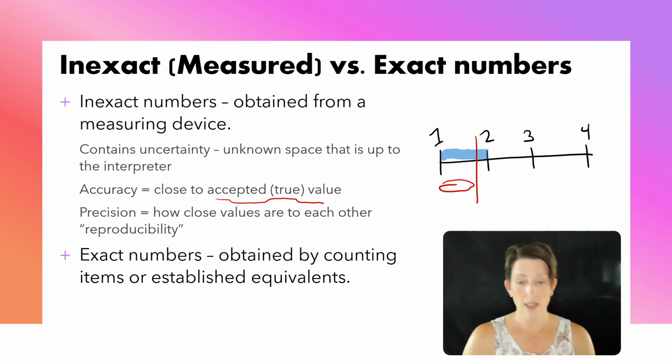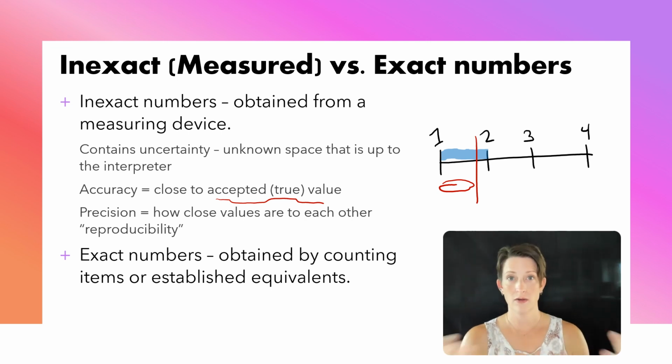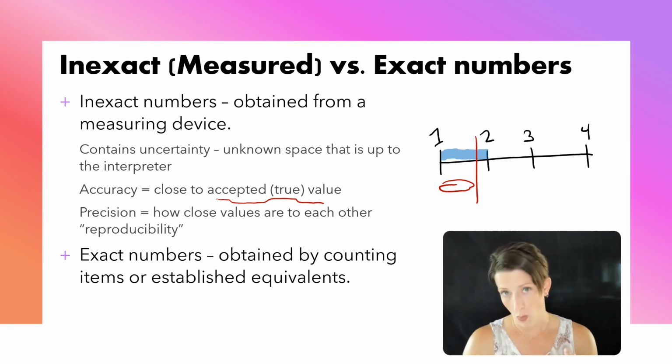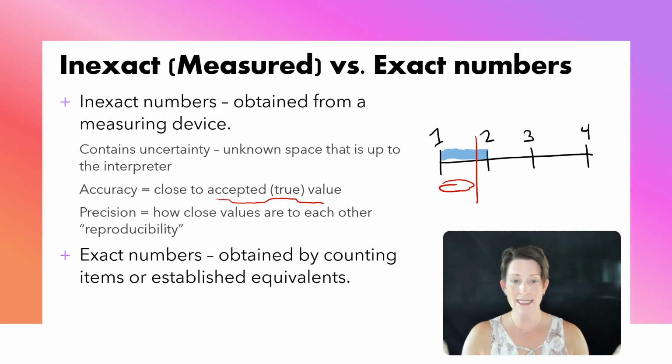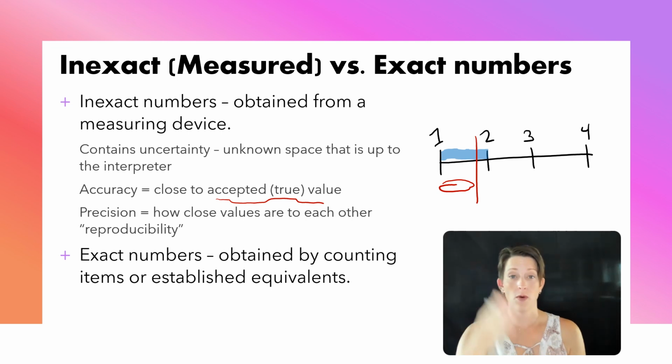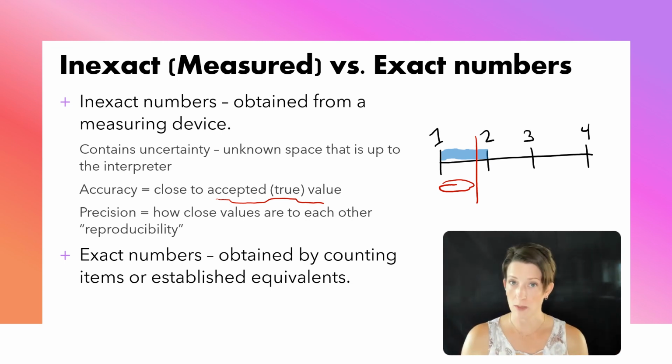Exact numbers, there's no argument. They are exact. They are obtained by counting items or establishing equivalence. So we know that there are 1,000 meters in a kilometer. That's an exact number. We know in a pair of shoes there are 2 shoes, that is that pair. So they are set values that we don't need a measuring device to determine.